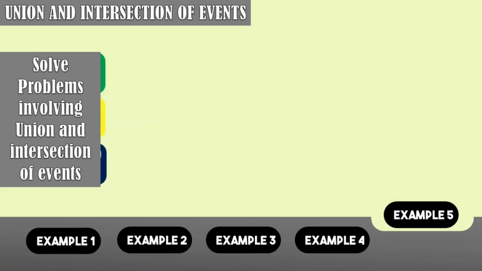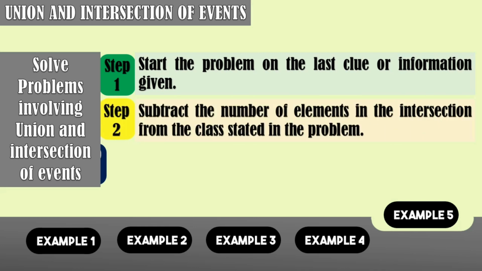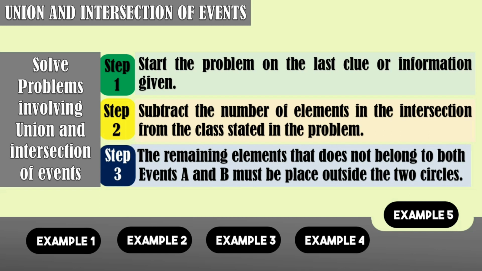There are 3 steps in solving problems involving union and intersection of events. First step is start the problem on the last clue or information given. Next, subtract the given number of elements in the intersection from the class stated in the problem. Last step, the remaining elements that do not belong to both events must be placed outside the two circles.